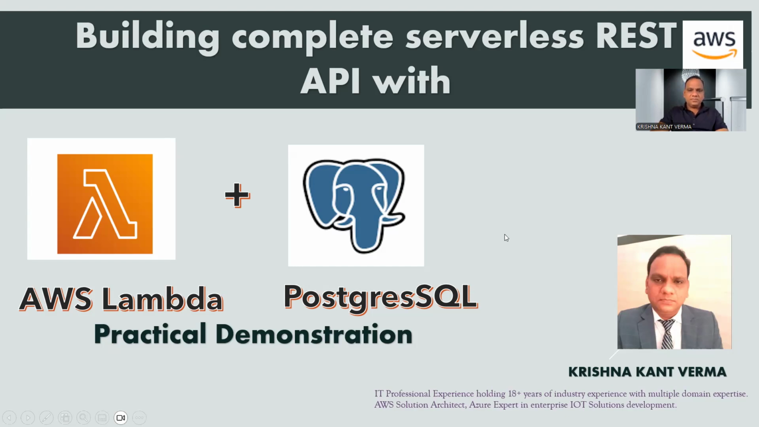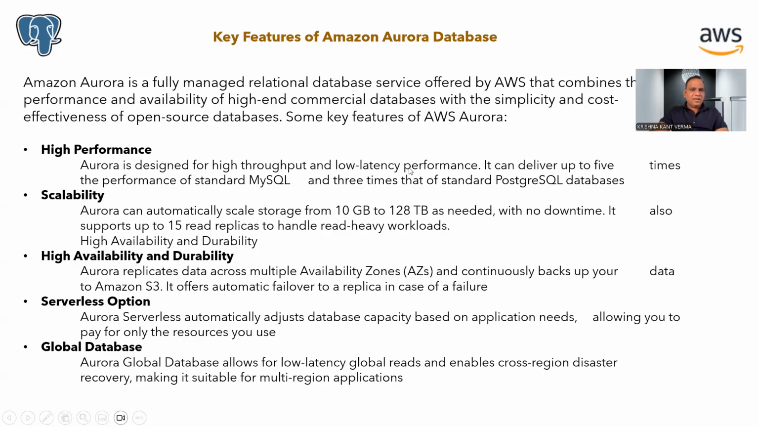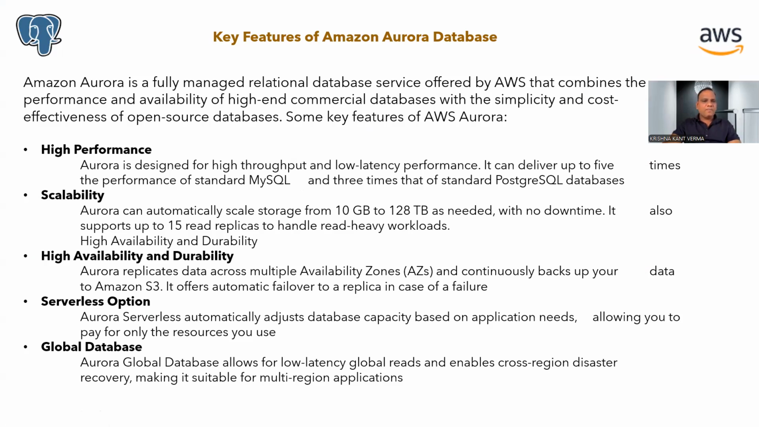So let us understand some important features of the Amazon Aurora database itself. Amazon Aurora is a fully managed relational database service offered by AWS that combines the performance and availability of high-end commercial databases with the simplicity and cost effectiveness of open source databases. Some key features of AWS Aurora are.